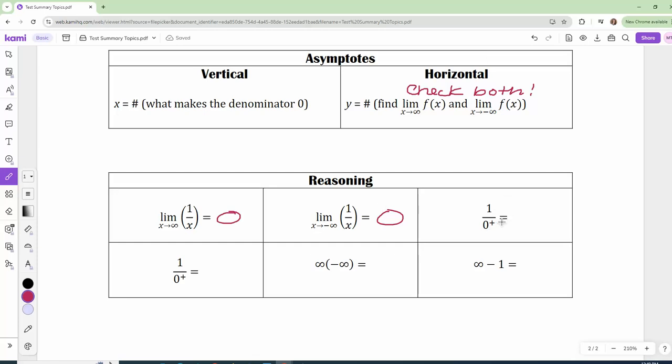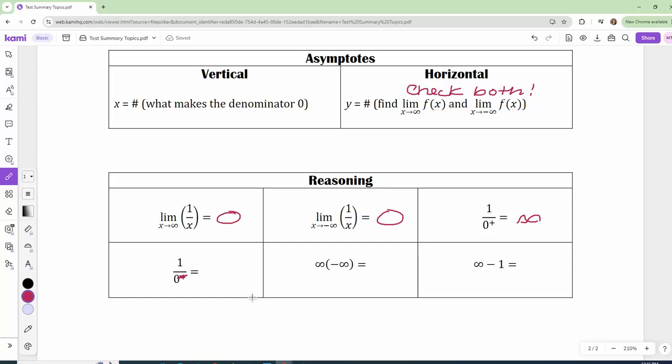1 divided by 0 from the right. First of all, if I'm dividing two positive numbers, it is positive. 1 divided by a smaller and smaller and smaller number gets bigger and bigger and bigger. Is this one supposed to be negative? Oh, yeah. Typo. Sorry about that.